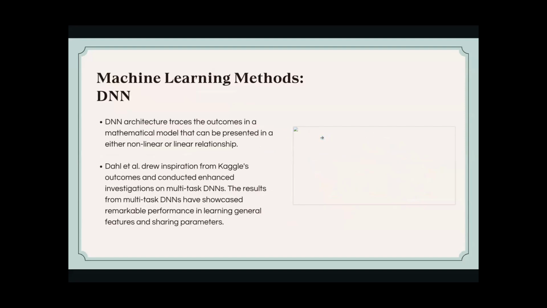And now I'll be talking about some deep learning based models. First one is deep neural network, or DNN. Its architecture traces the outcomes in a mathematical model that can be presented in a nonlinear or linear relationship. And for example, one research drew inspiration from Kaggle's outcome and conducted enhanced investigations on multitask DNNs. The results for multitask DNNs have showcased remarkable performance in learning general features and sharing parameters among proteins and drug candidates.